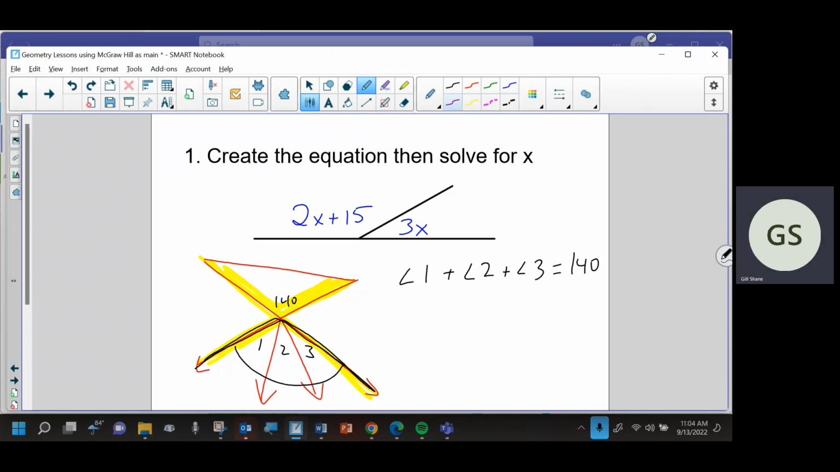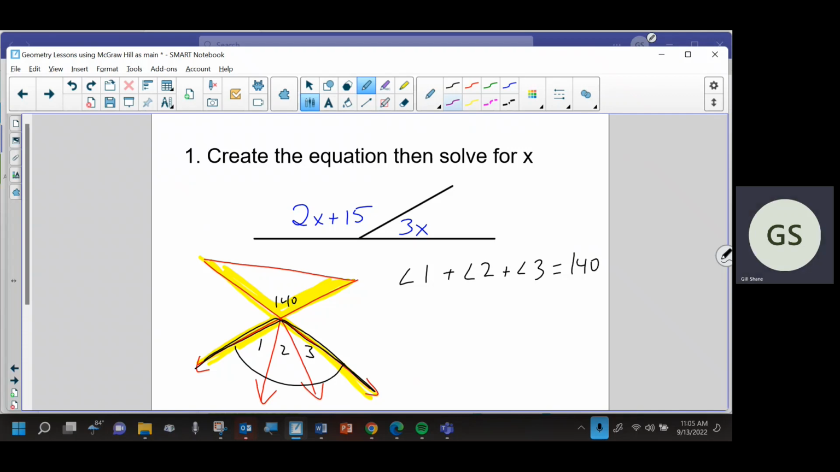And again, that's kind of using both concepts. It uses the vertical angles concept, but it also uses the second concept, which is little angle plus little angle equals the big angle. In this case, it's actually little angle plus little angle plus little angle equals the big angle.